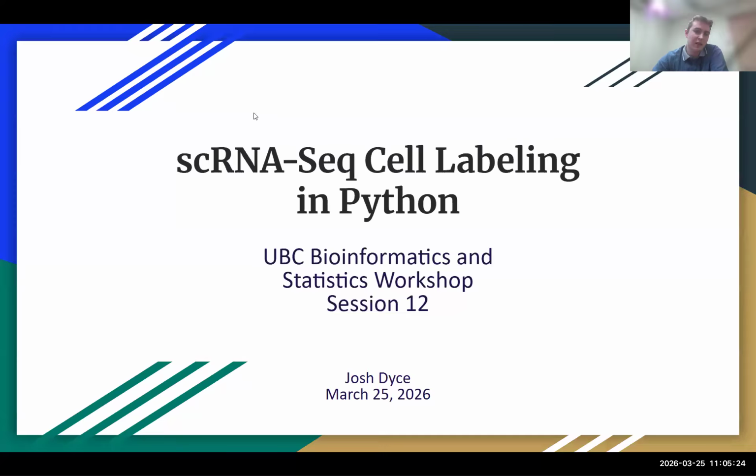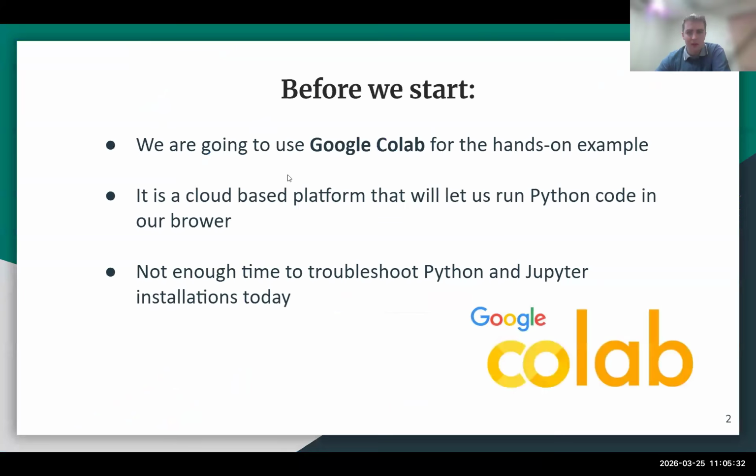Today I'll be delivering the UBC Bioinformatics and Statistics Workshop Session 12, which is going to talk about single-cell RNA-seq, cell labeling, and analysis in Python. For the hands-on example, we're going to use Google Colab. I know the invitation suggested you install Python on your own, but I don't think we're going to have enough time today to troubleshoot Python installations and also Jupyter Notebook installations.